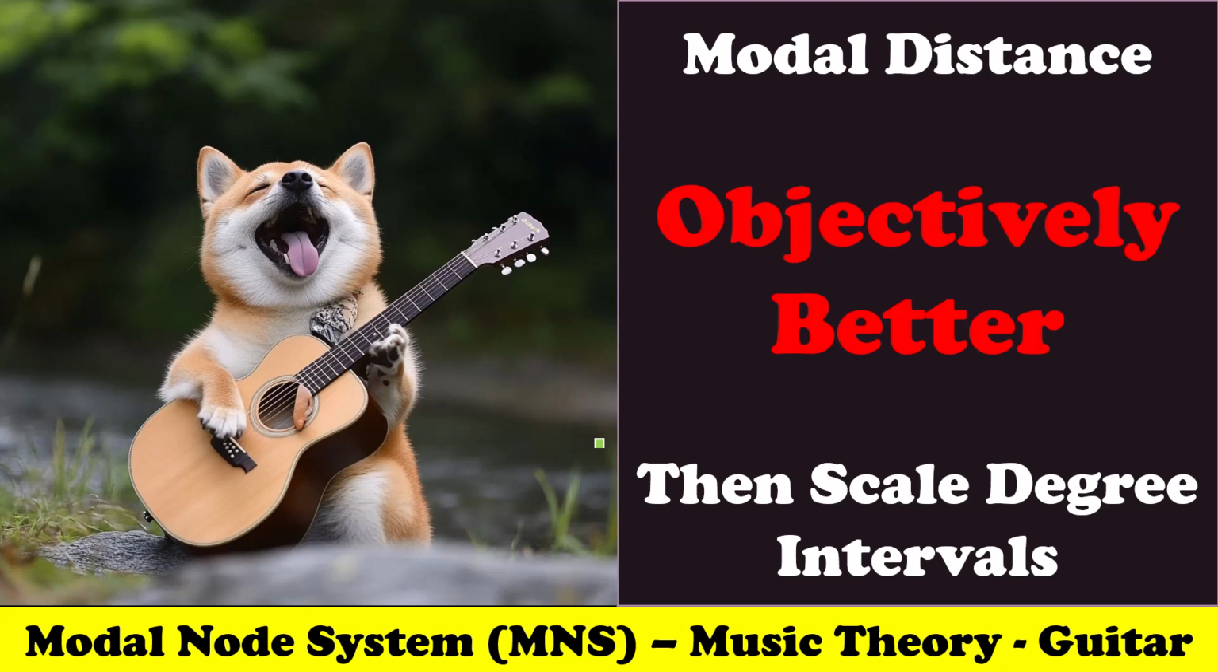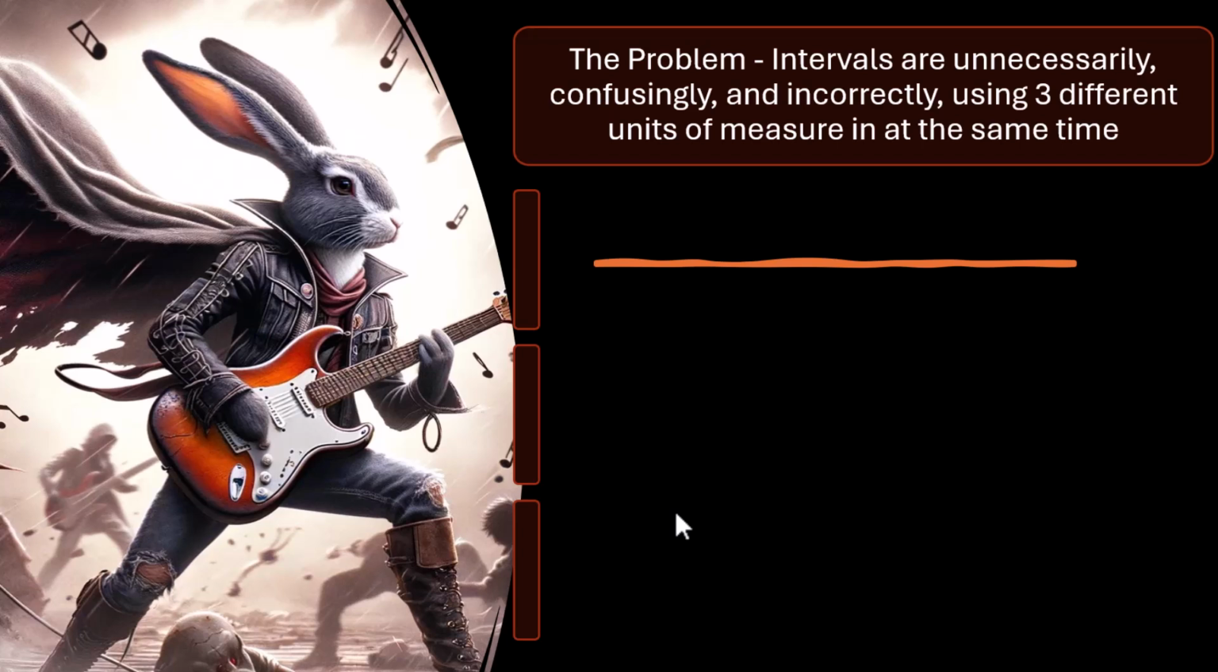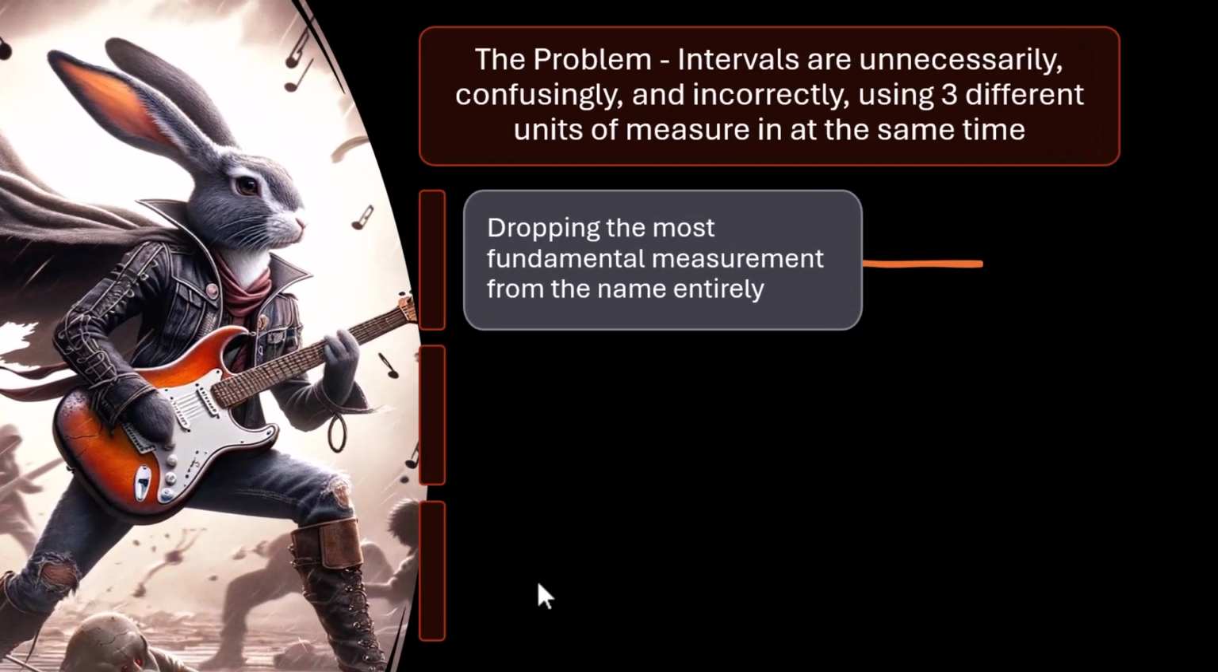Music theory: why the modal distance notation is objectively better than the scale degrees interval notation currently in use. What's the problem? I'll tell you what the problem is. The problem is that the current intervals system is unnecessarily, confusingly, and incorrectly using 3 different units of measure at the same time, dropping the most fundamental unit of measure from the term entirely. Why? Why would you do that?